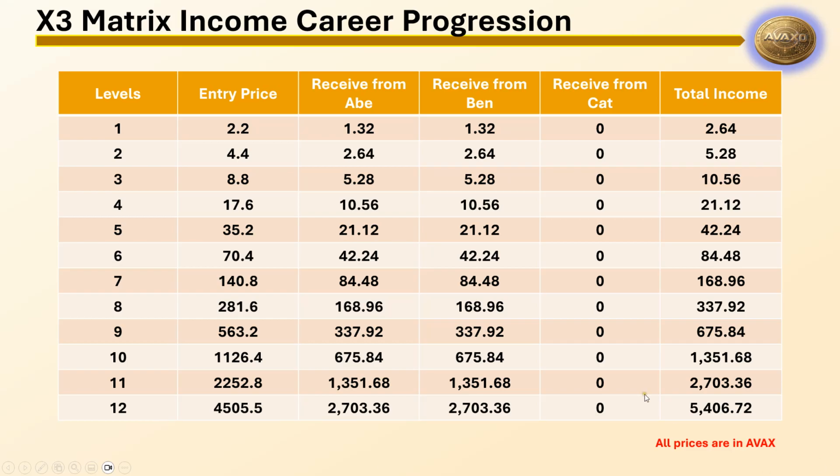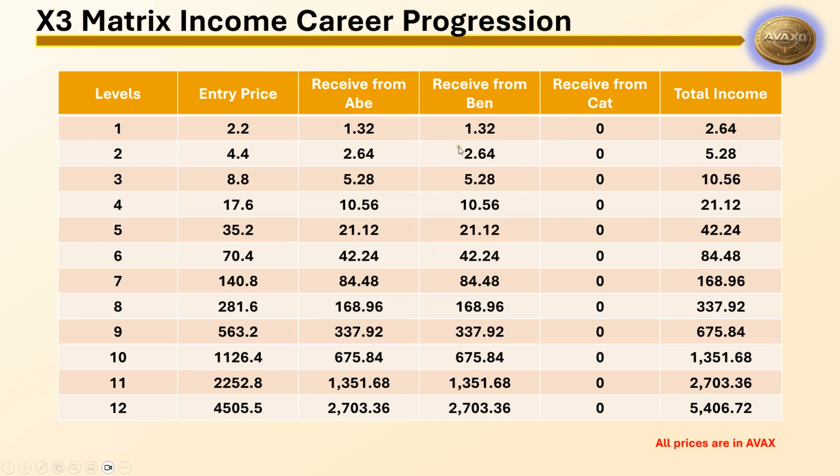Especially when you consider this is what you're going to get just from your X3 matrix. If you just stay at level 1, you'll continue to receive 2.64 AVAX every time it cycles over. 2.64 AVAX is about, at the moment, about $20. But AVAX has been as high as $140, so that could be $300, $320, $330 when AVAX goes back up to that sort of price. And every time it cycles, you're going to get that money. Every time it cycles, you get that money.